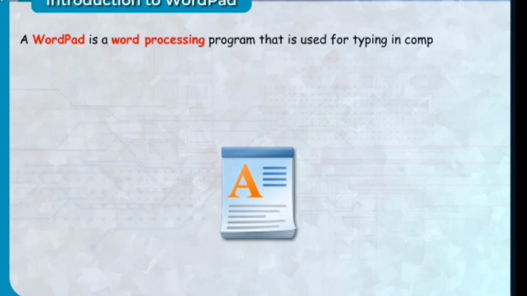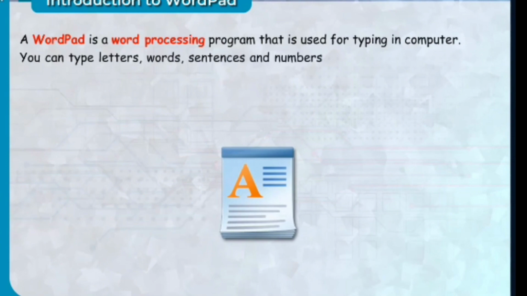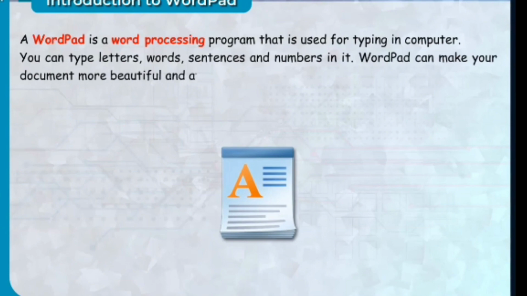Introduction to WordPad. A WordPad is a word processing program that is used for typing in computer. You can type letters, words, sentences and numbers in it. WordPad can make your document more beautiful and attractive.